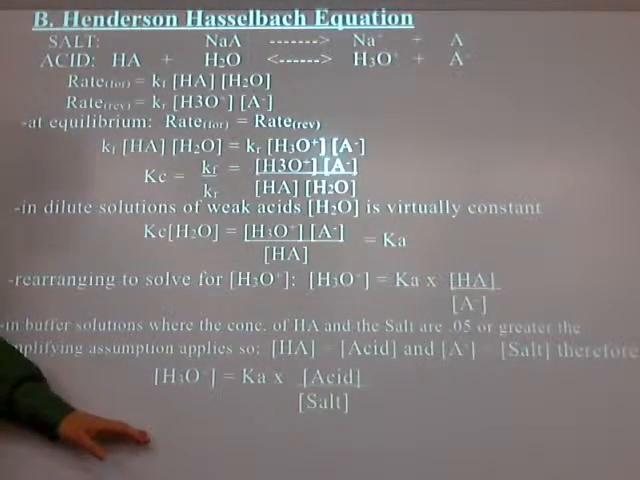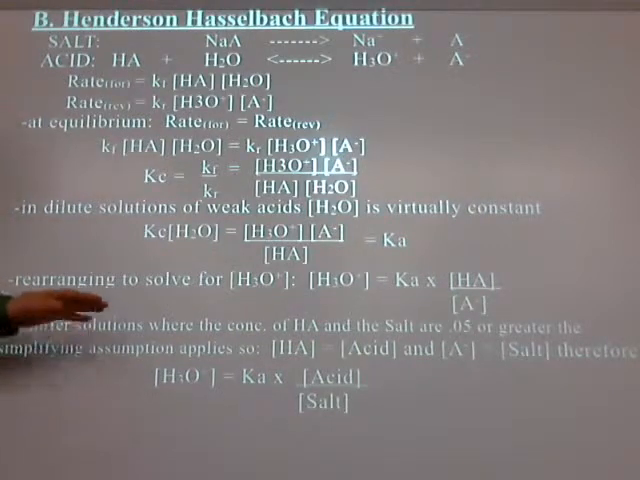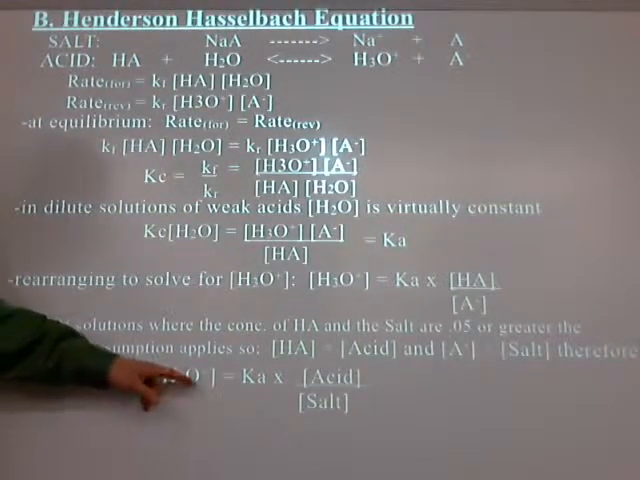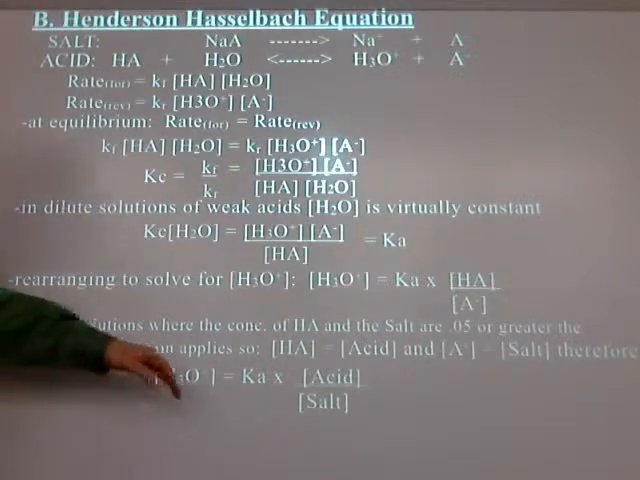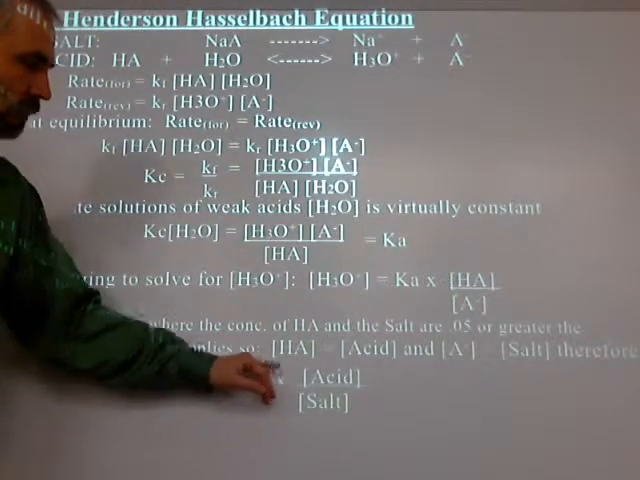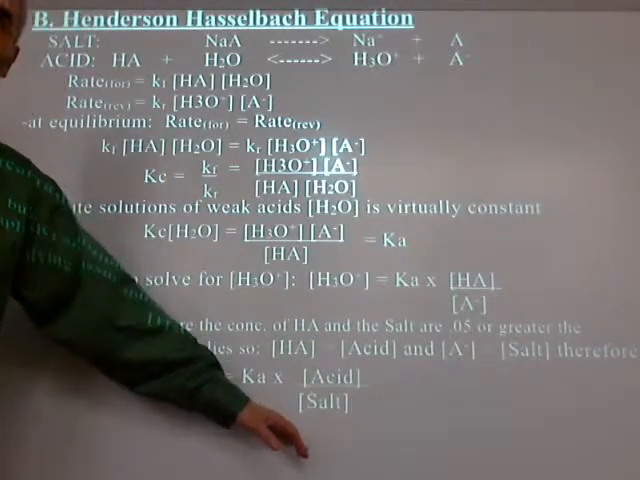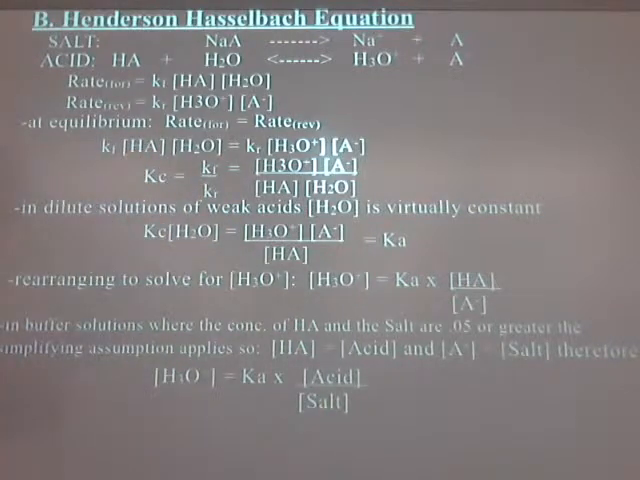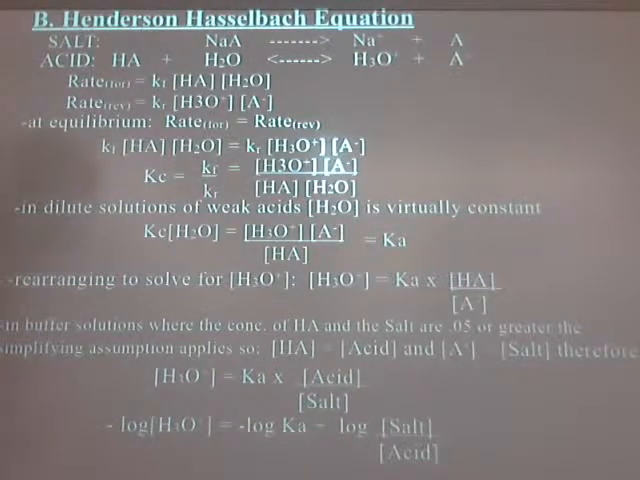All right, so you know what I'm going to do if I want to get the pH, right? I want to take a negative log of both sides. Well, a negative log of the hydronium, that's easy enough. How do I do the negative log of Ka times the negative log of acid over salt? Watch and see if you can figure out why this makes sense. Copy all that down and see if that makes sense.